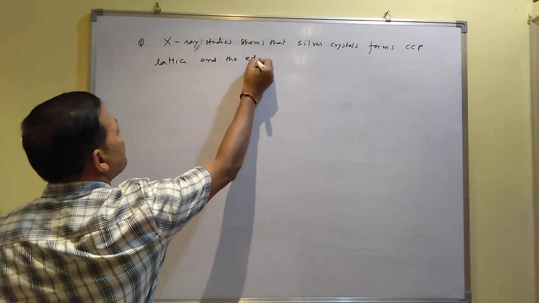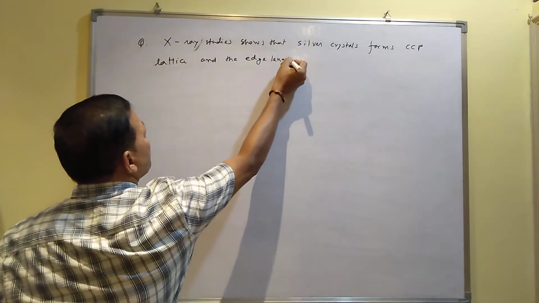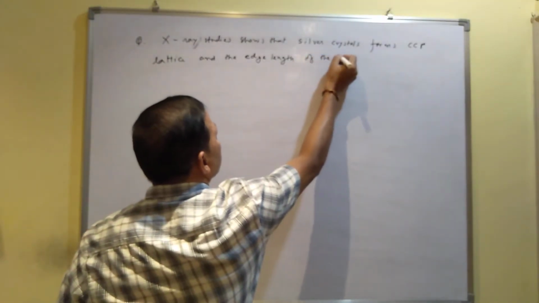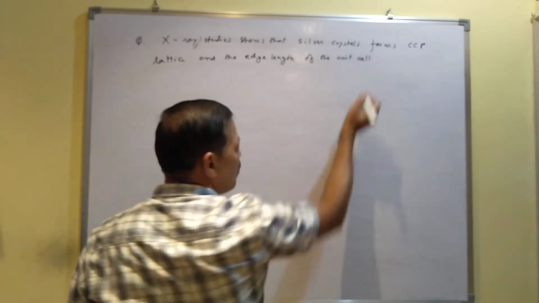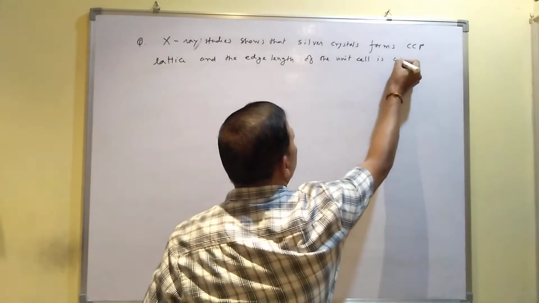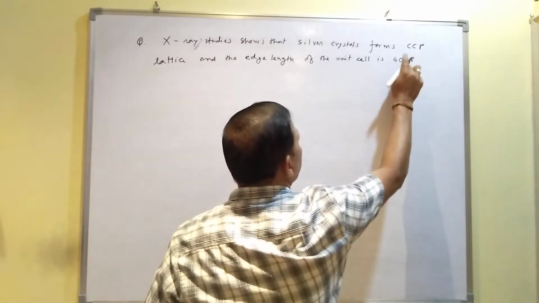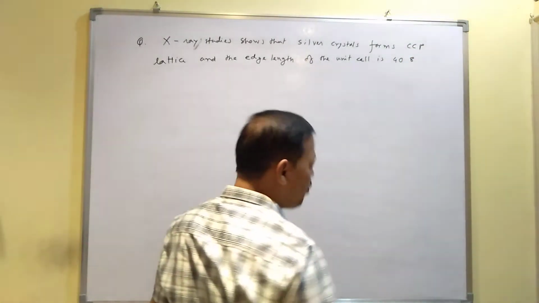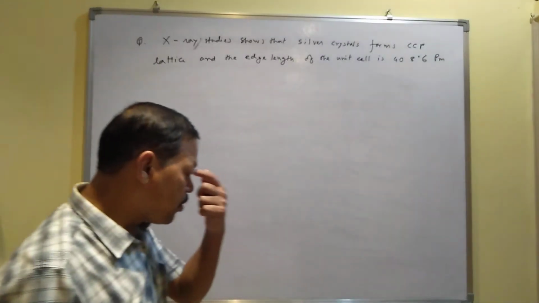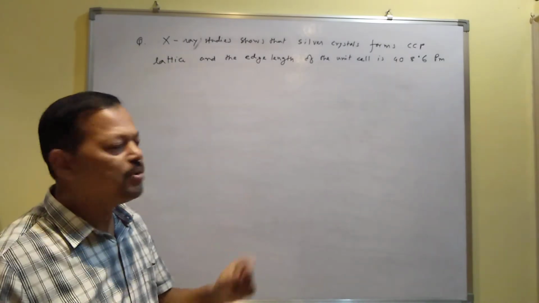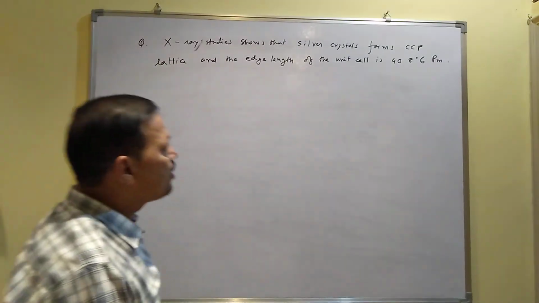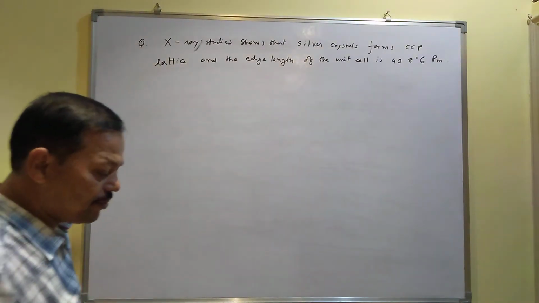the edge length of the unit cell is 408.6 picometer. Since the edge lengths are very, very small, that's why the edge length is always represented by picometer, nanometer. This type of units are used. Suppose this is the edge length and it is obtained by doing X-ray studies.